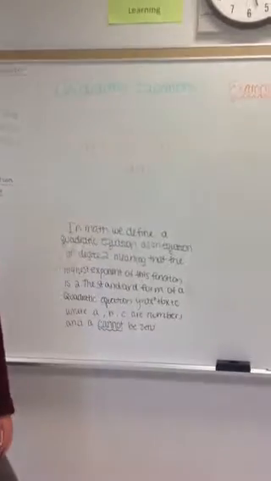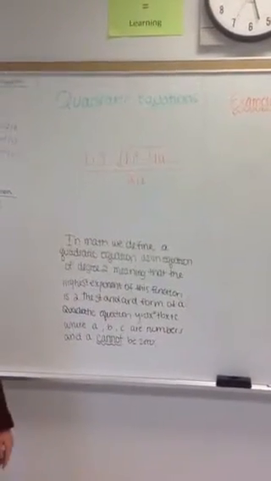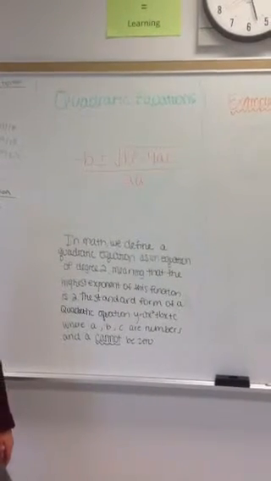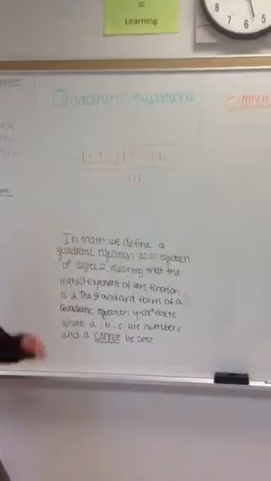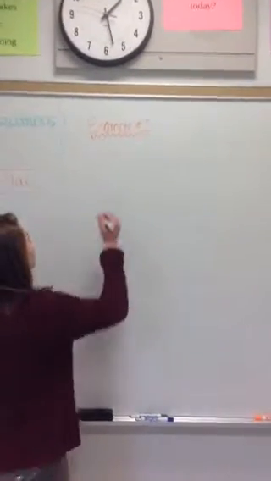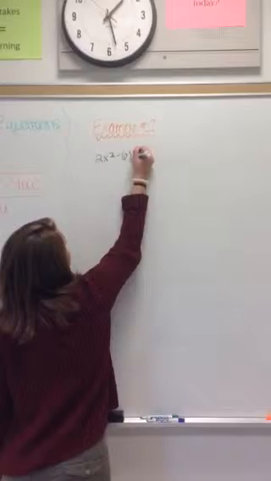The quadratic formula that we use to solve quadratic equations is negative b plus or minus the square root of b squared minus 4ac, all over 2a. So, knowing this, we move on to our first example, where the equation is 2x squared minus 6x minus 4.